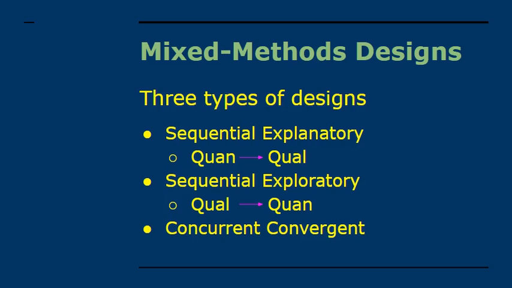So for sequential explanatory, this is where we develop a survey instrument, send it out, we analyze it, and maybe we conduct a factor analysis. What are the most significant combinations of survey items? And we identify those, and then maybe we use those to drill down to some focus group or interview questions. So our interview protocol is framed based on responses to the survey.